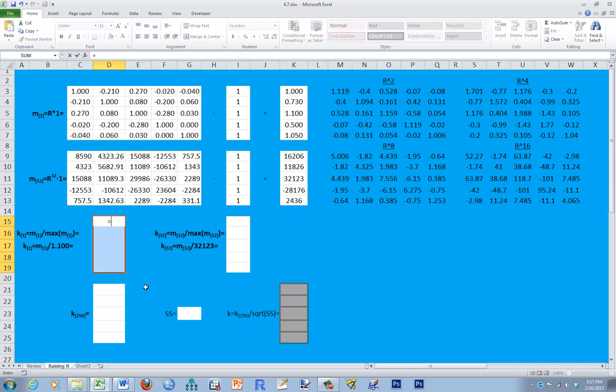So it's going to equal M1 divided by, and I'm just going to do 1.1. And those are our values. Same thing over here to get K32, you do M32 divided by 32,123. And those are the values that we get.